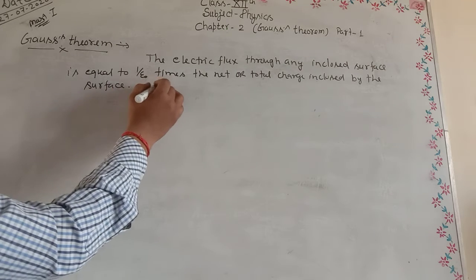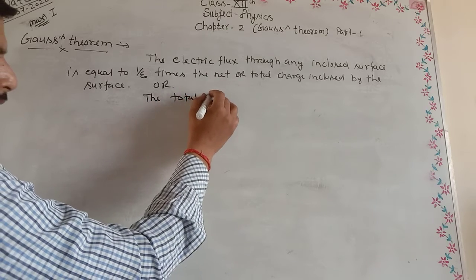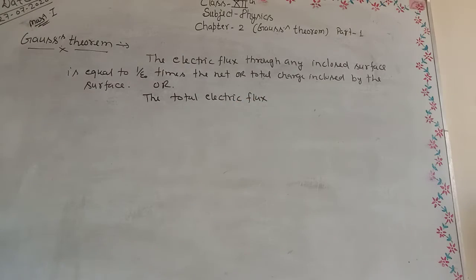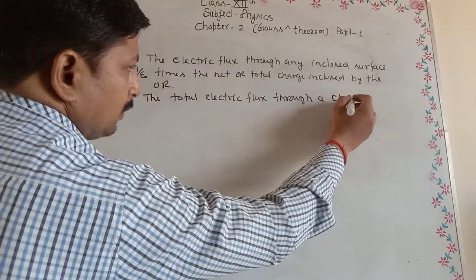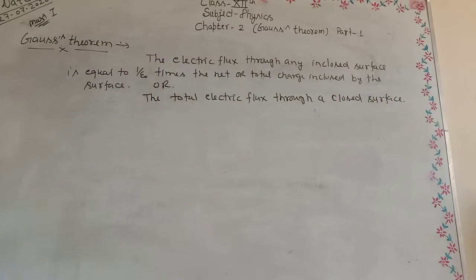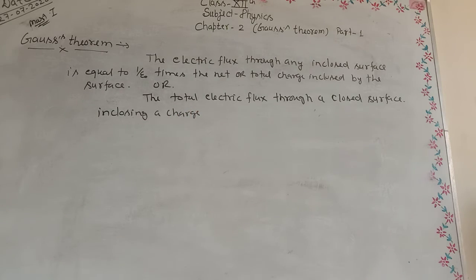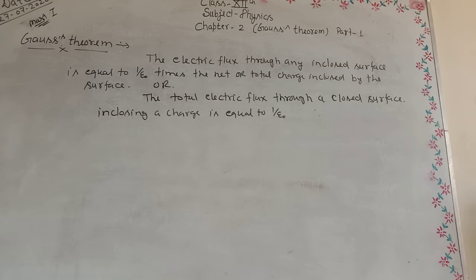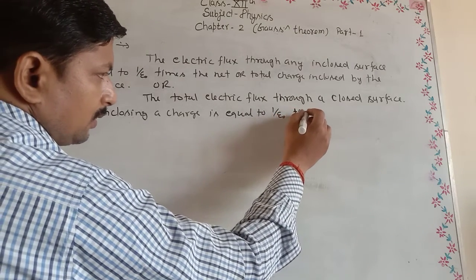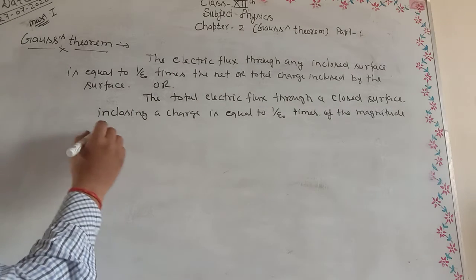Or second definition: the total electric flux through a closed surface enclosing a charge is equal to 1 upon epsilon naught times the magnitude of the charge enclosed.